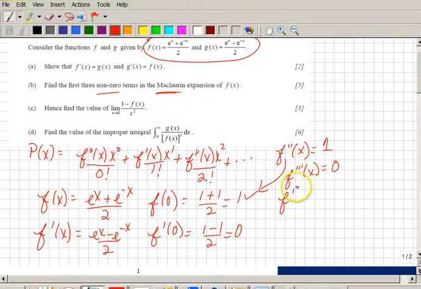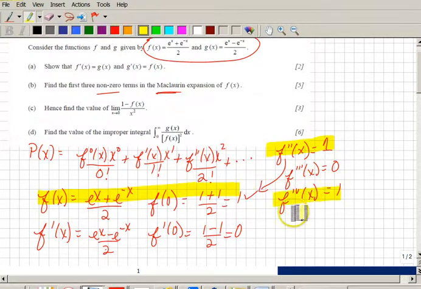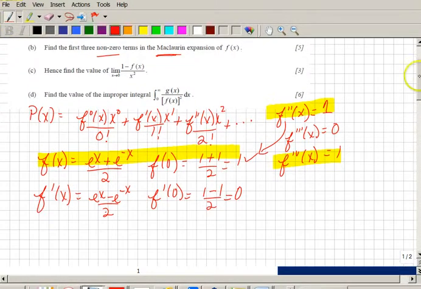The fourth derivative of x is going to be 1 again. So now we have our first 3 non-zero terms. Let me highlight those. We've got f of x, and then f double prime of x, and then the fourth derivative. So we're ready to write out our Maclaurin expansion using those 3 things. Scrolling down a little bit, I can squeeze it in, I think.